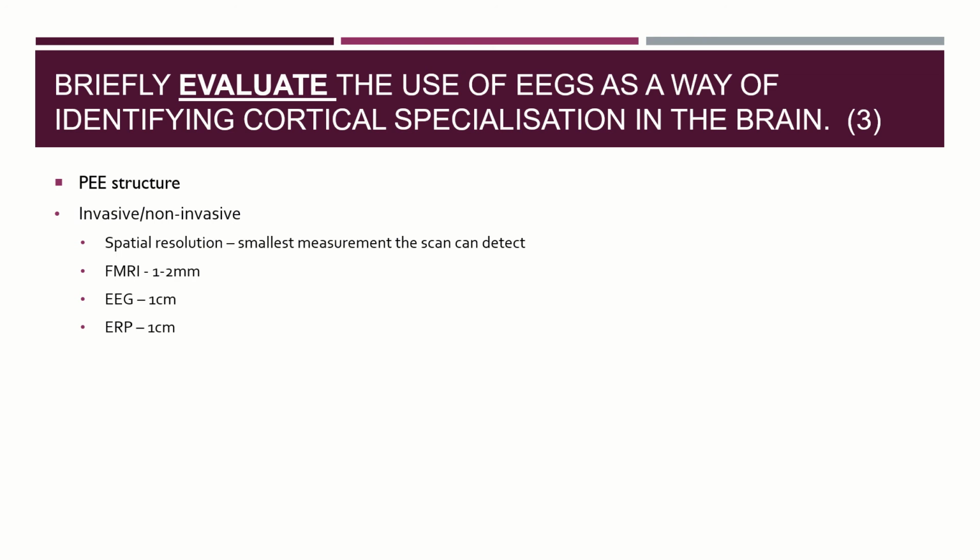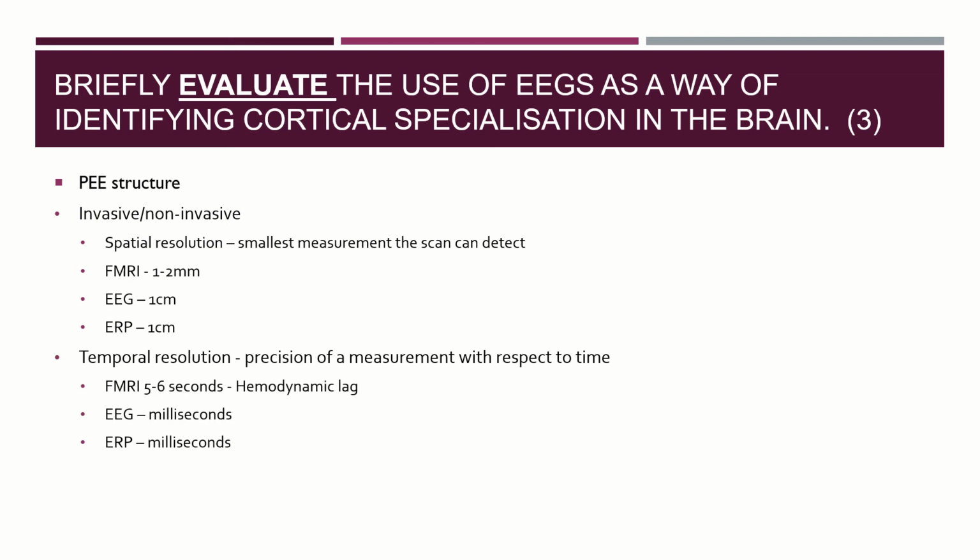You want to link it back to validity. This means that you can't be confident in cause and effect. You cannot be confident that a specific part of the brain is what is causing this thought process or is involved in this functioning. So you cannot be confident of validity. Evaluation, you always link it back to validity.